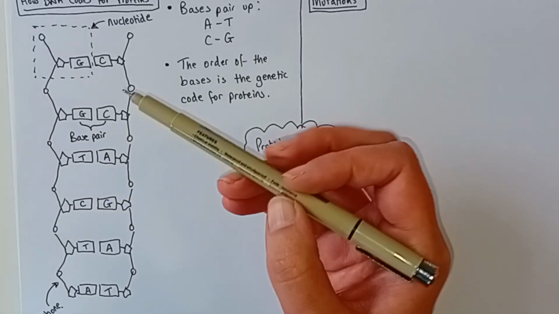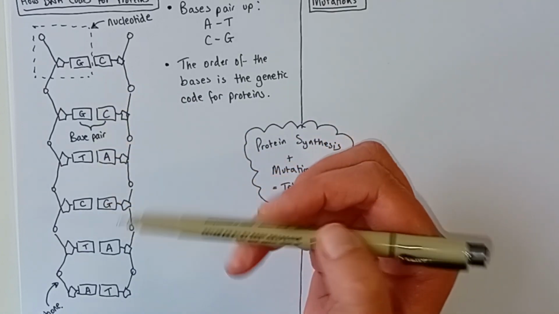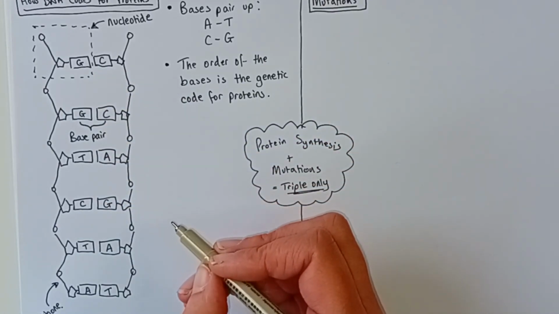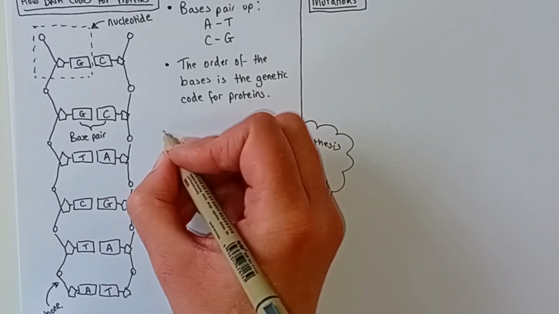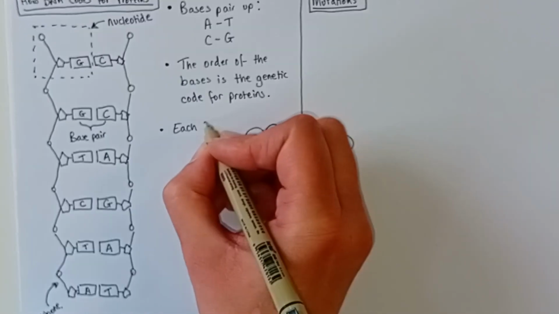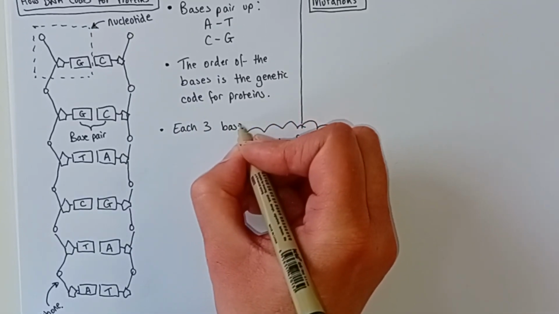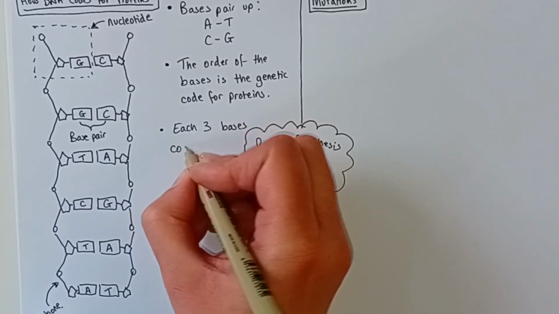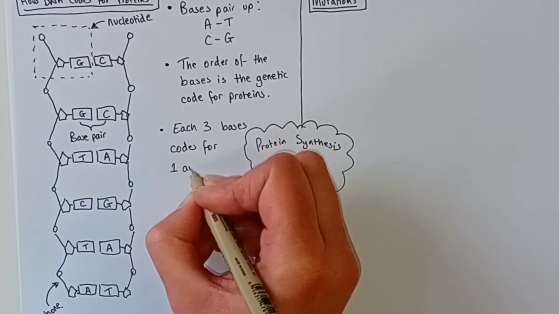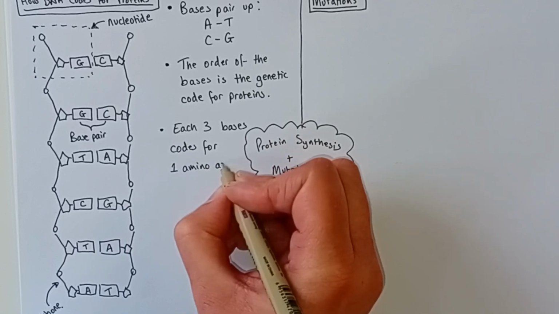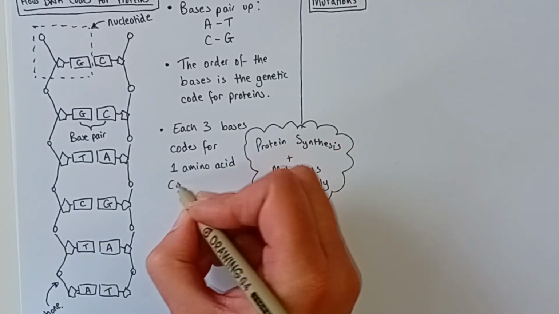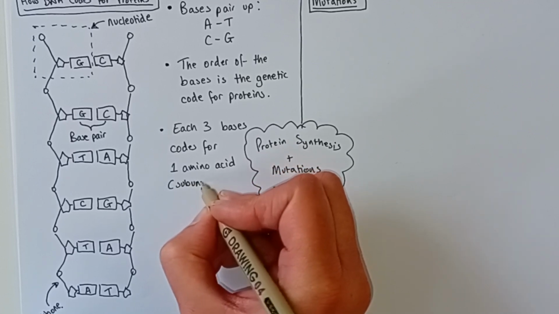DNA then, or the bases, are read in sets of 3. And each set of 3 bases codes for a protein subunit called an amino acid. So each 3 bases codes for 1 amino acid. Amino acids are the subunits of protein.